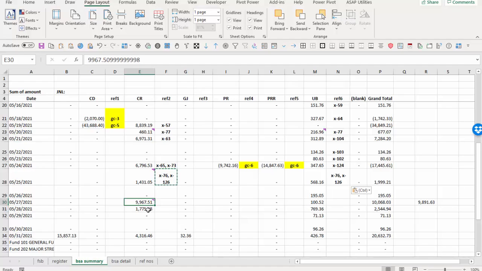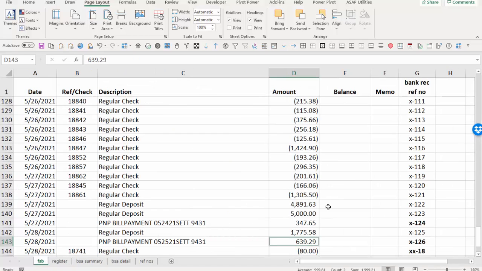Now on May 27th, we deposited $9,967.51 in the general ledger. $75.88 of that is actually in transit. The rest, $9,891.63, agrees with 2 transactions in the bank, X122 and X123. So 122 and 123 equals 9,891.63.